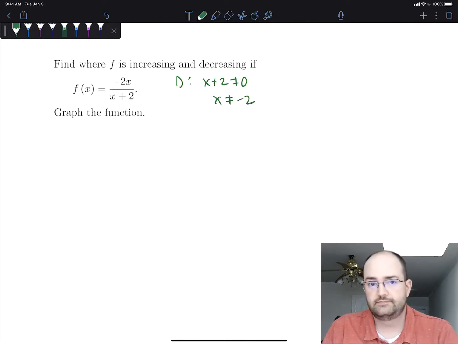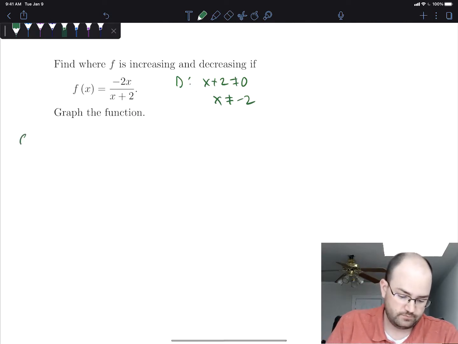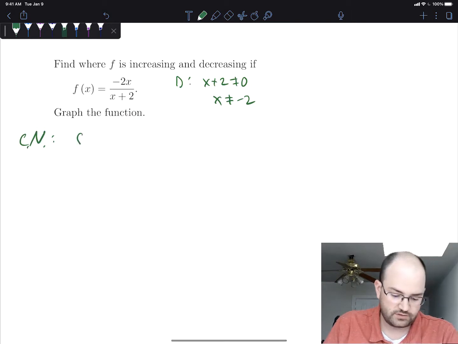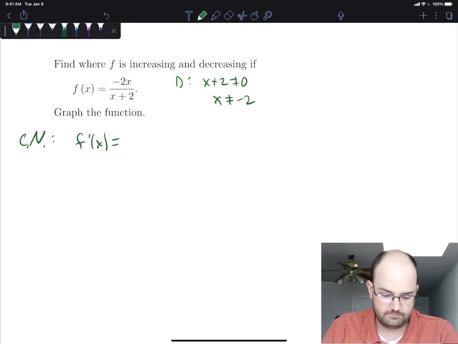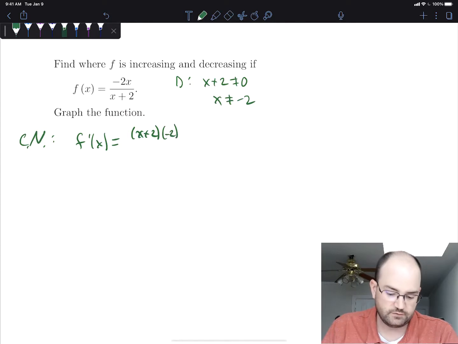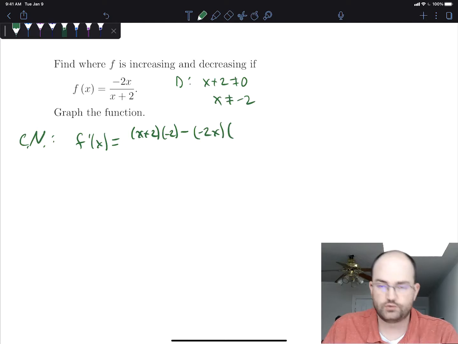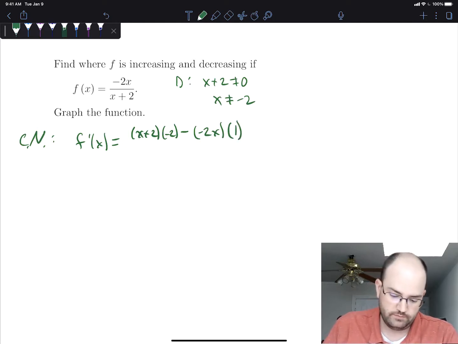Now, let's find any critical numbers. So critical numbers occur wherever the derivative is 0 or undefined. So let's find out where that happens. Well, since this is a quotient, we'll use the quotient rule, which is the bottom, x plus 2, times the derivative of the top, which is negative 2, minus the top, negative 2x, times the derivative of the bottom, 1, all over the bottom squared.